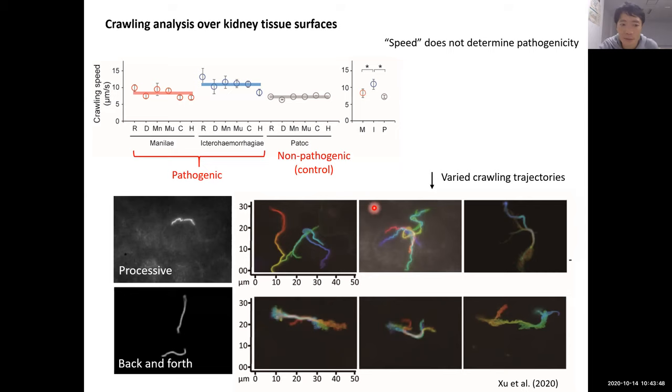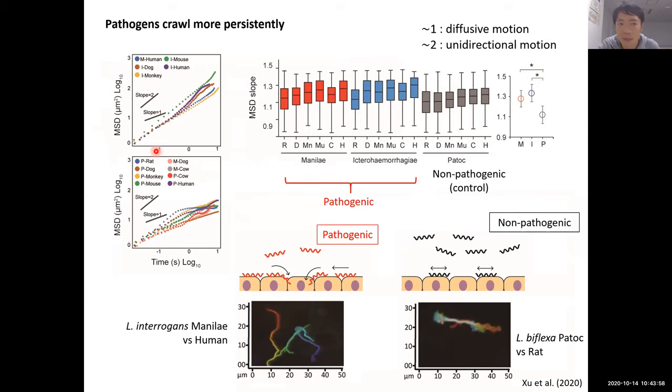Therefore, we measured the persistence of the crawling using MSD analysis. This is Brownian motion analysis. So maybe physicists know the meaning of the MSD slope. If the MSD slope is around one, this means a diffusive motion. If the slope grows to two, this means strongly biased to one direction, unidirectional motion.